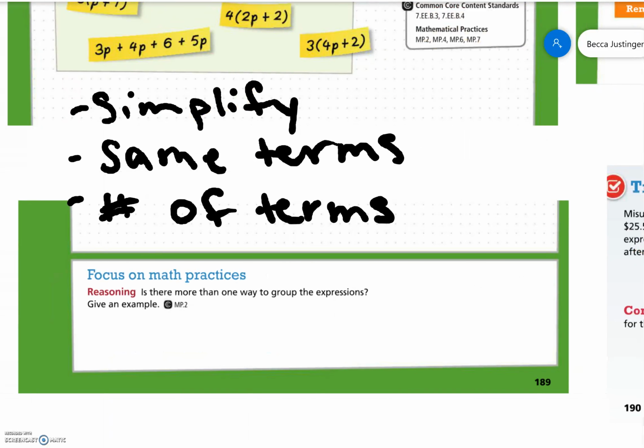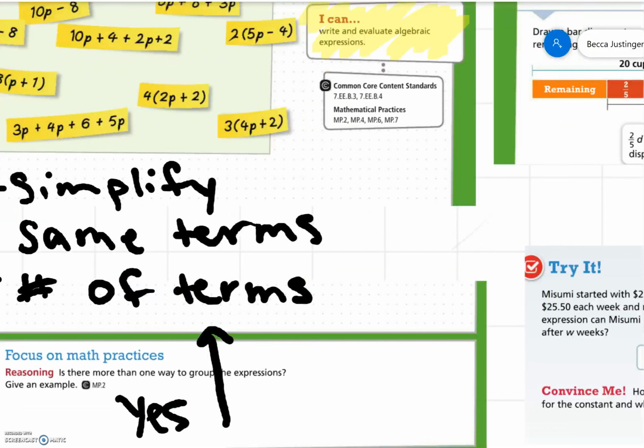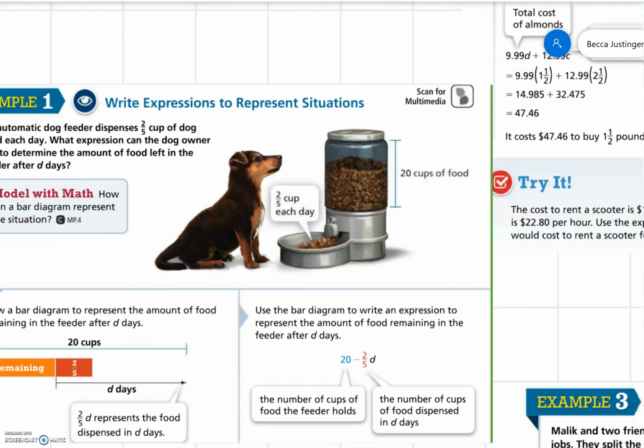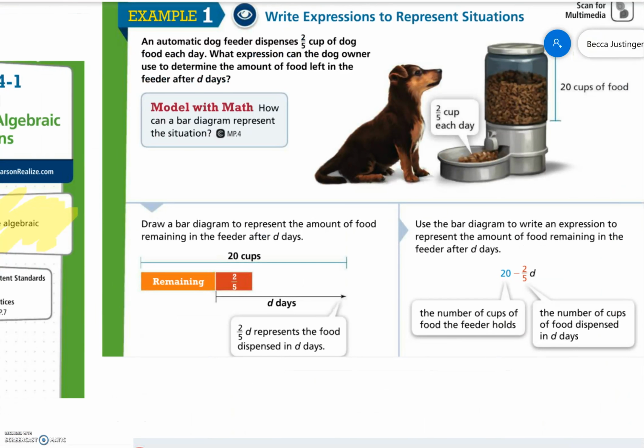Focus on math practicing. Is there more than one way to group the expressions? Give an example. Yes, well, we already talked about that. There's 3 different ways. All right, example 1, write expressions to represent situations.